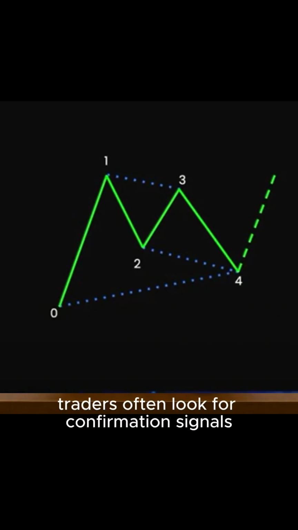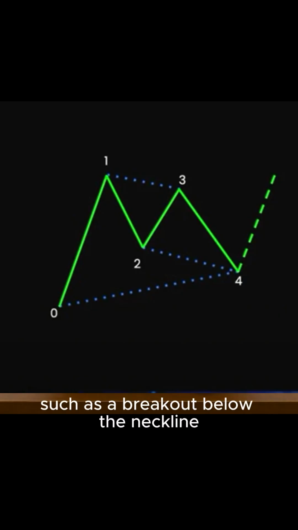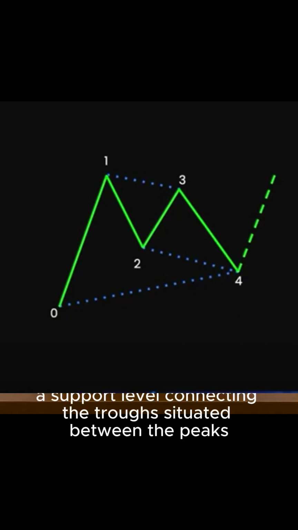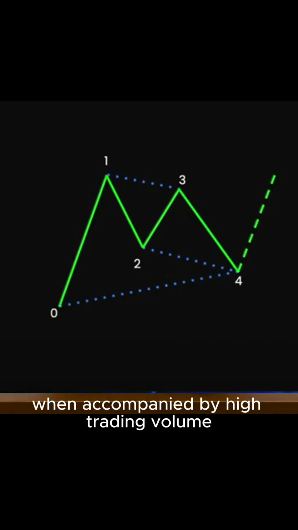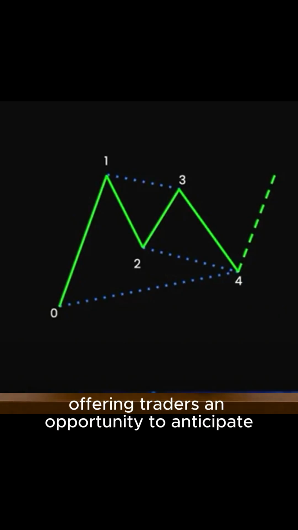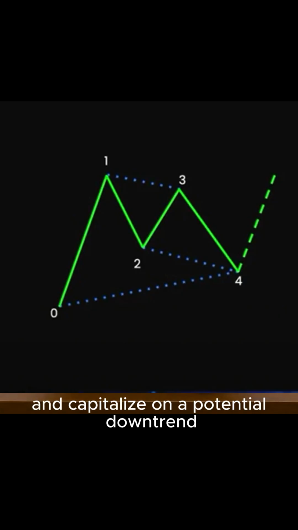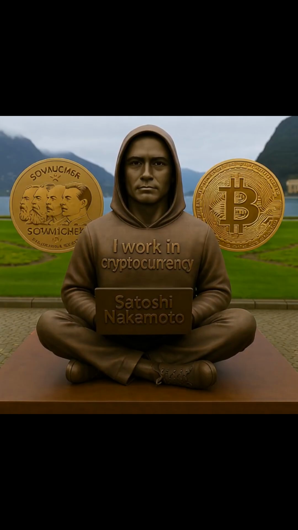Traders often look for confirmation signals, such as a breakout below the neckline, a support level connecting the troughs situated between the peaks. Triple top patterns are considered reliable indicators when accompanied by high trading volume, offering traders an opportunity to anticipate and capitalize on a potential downtrend.